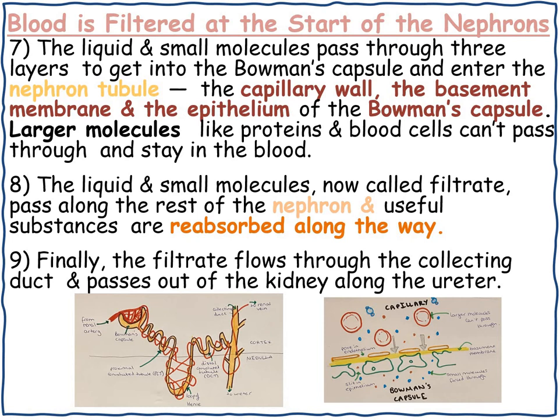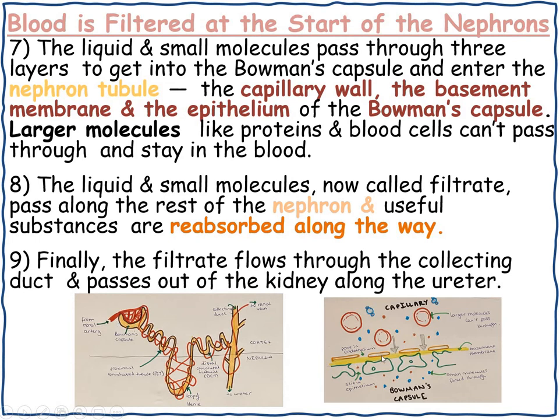The liquid and small molecules pass through 3 layers from the capillary to the Bowman's capsule. You've got the endothelial layer, which has little gaps between the endothelial cells. You've got the basement membrane, and then you've got the epithelial cells of the Bowman's capsule. So the liquid and small molecules pass through 3 layers to get into the Bowman's capsule and enter the tubule, the nephron tube.